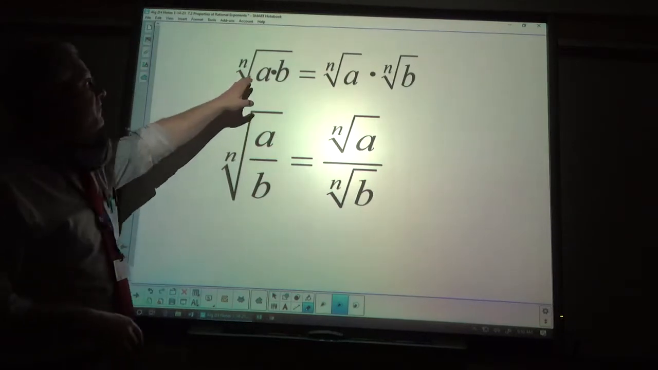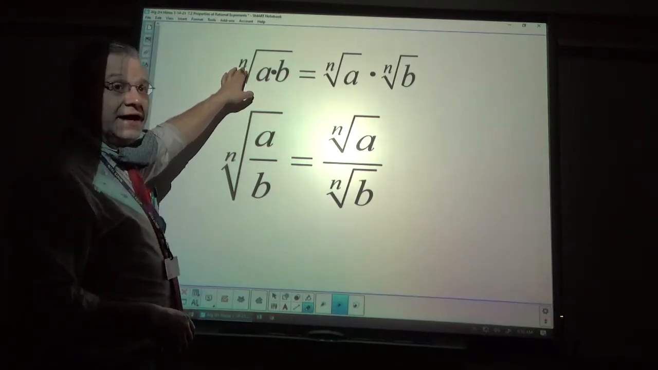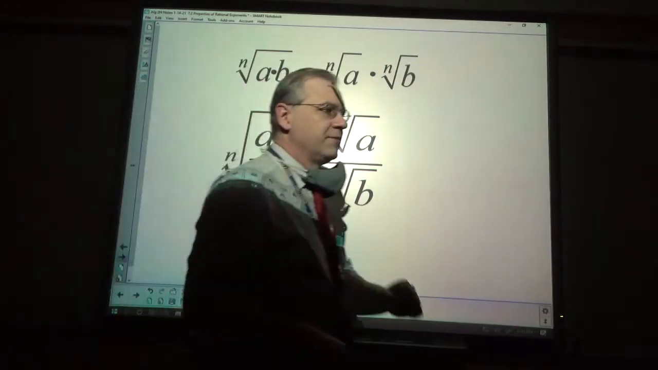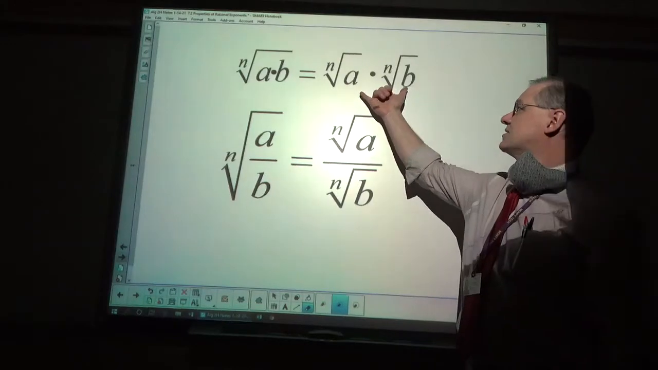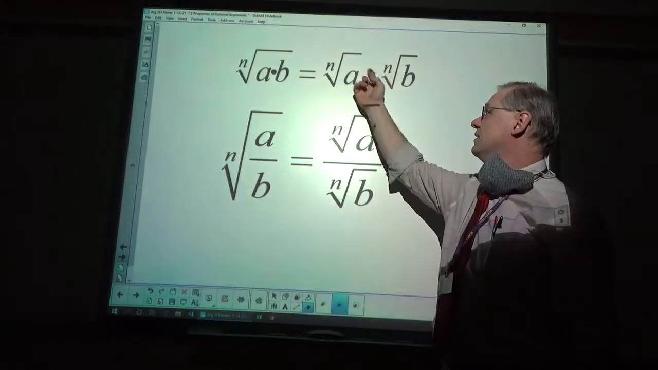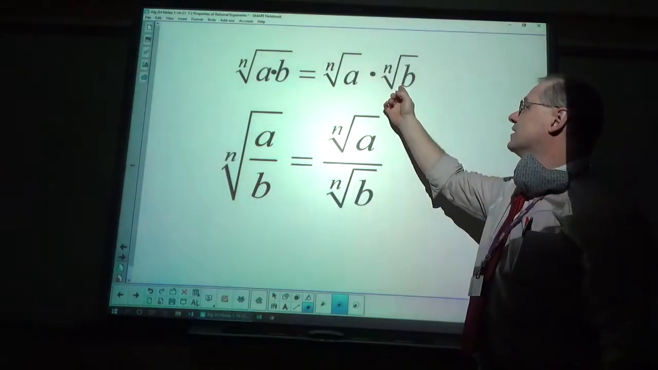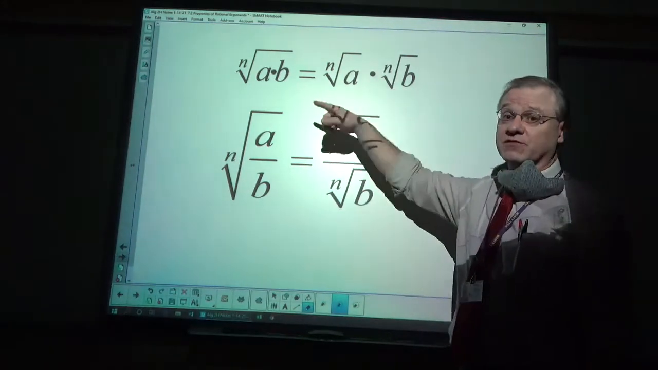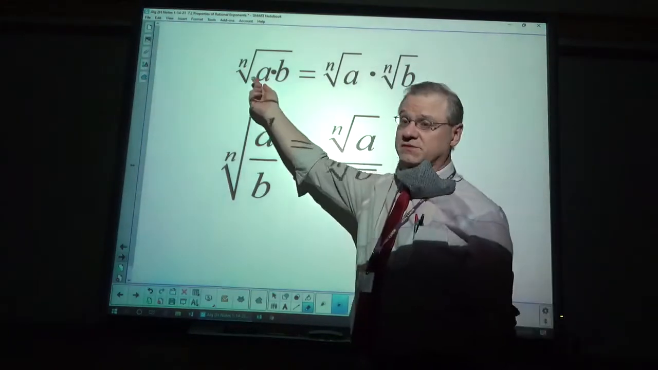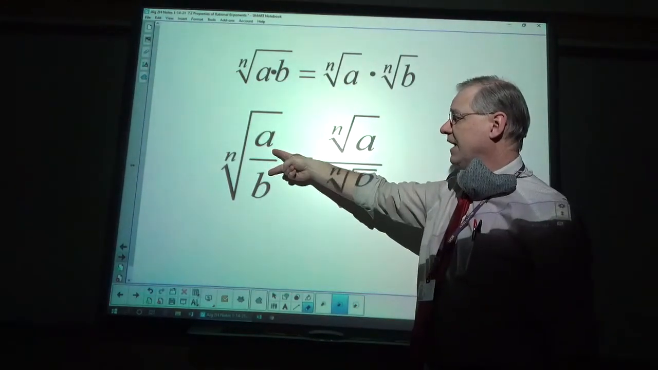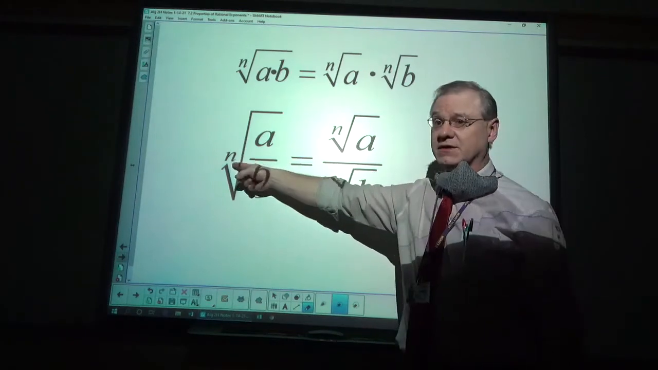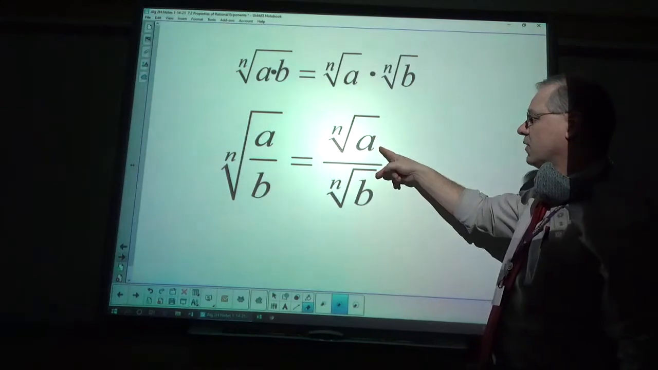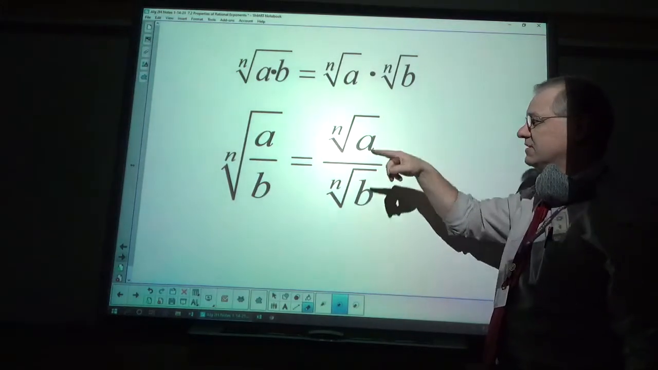If you have a radical with an n for a root, and you have things multiplied inside, that's equivalent to having separate radicals with the same index and multiplication between them. Same for division, and it goes back and forth, by the way. If they're separate, you can put them together. If you're dividing in an n-indexed radical, you can write it as separate ones divided, and vice versa.